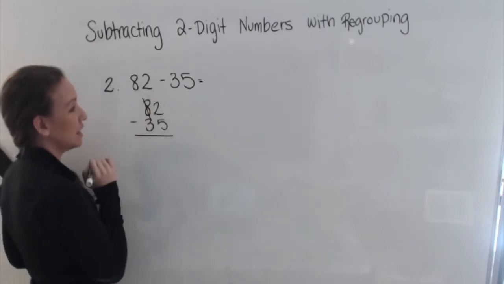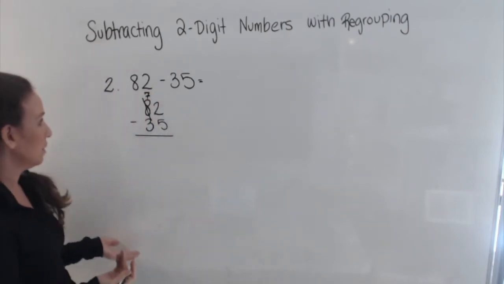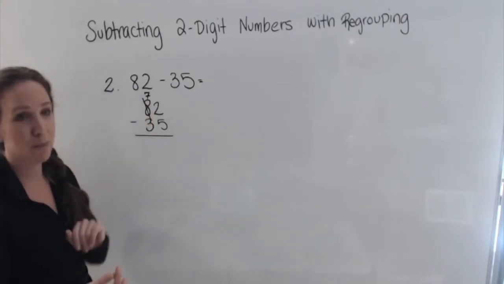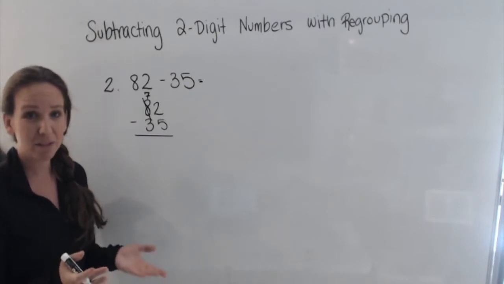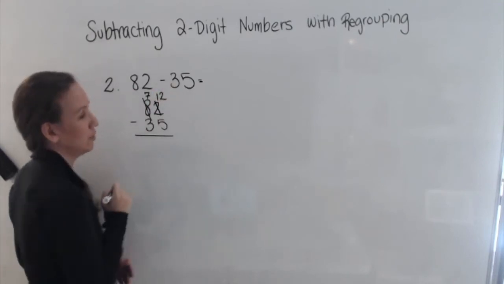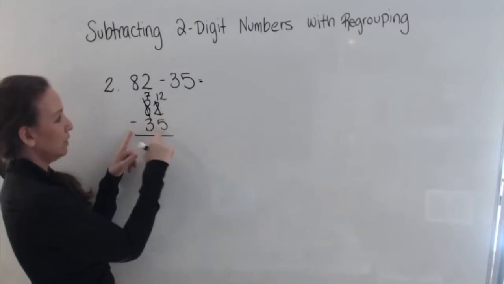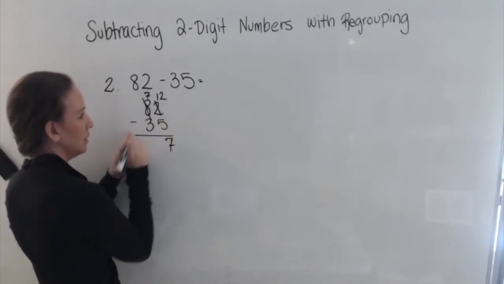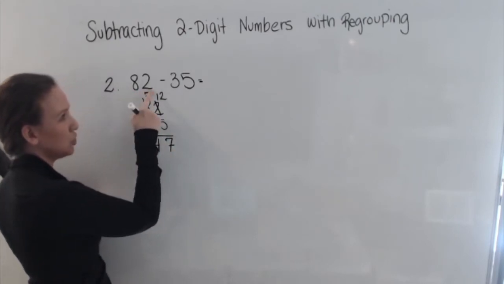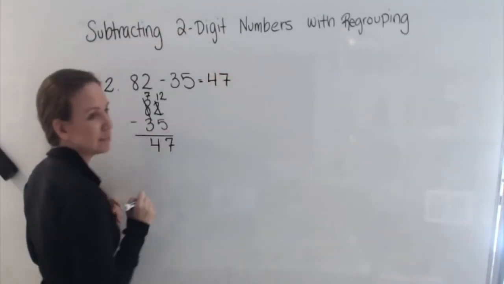So if I take a 10 out of 8, I now only have 7 tens. And where did I say I was giving it to? That's right, I'm giving it over to my ones. So how many ones would I have? I have 10 more ones, making it a total of 12. So now I'm going to do my subtraction. 12 minus 5 is 7, and 7 minus 3 is 4. So 82 minus 35 is 47. Okay?